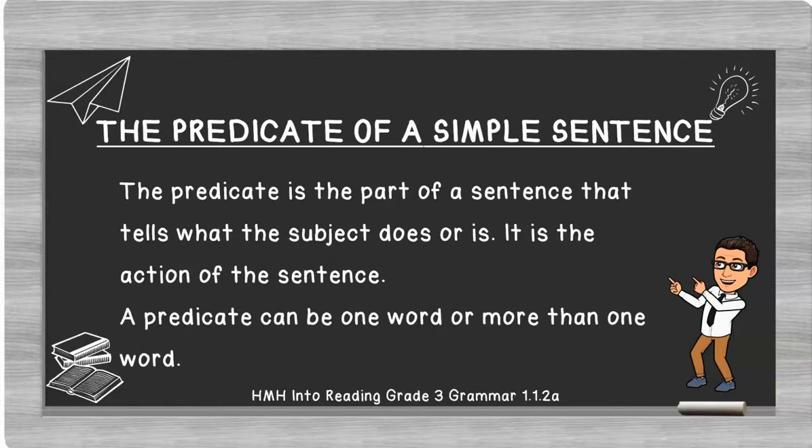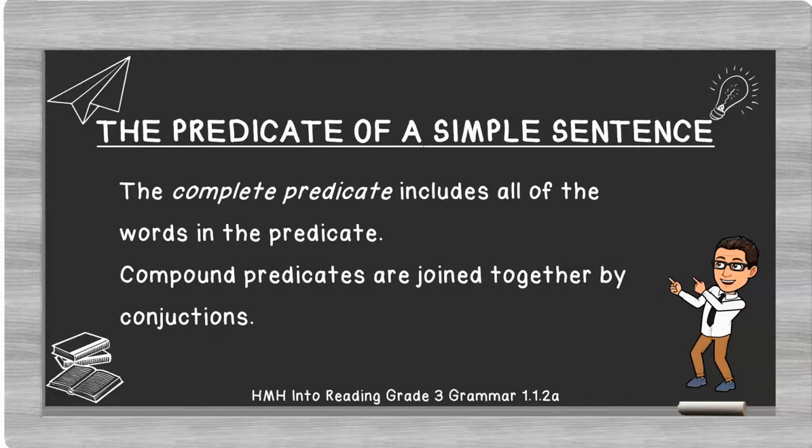So the predicate is the part of a sentence that tells what the subject does or what the subject is. It is the action of the sentence. You can typically look for a predicate if you can find the verb, the action word. And a predicate can be one word or it can be more than one word. The complete predicate includes all of the words in the predicate. So it has that action word and everything that follows after it.